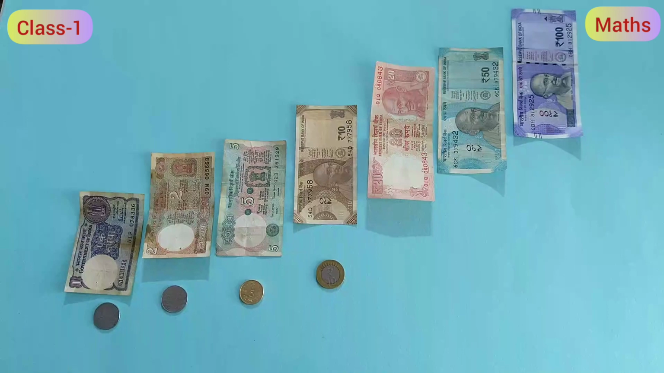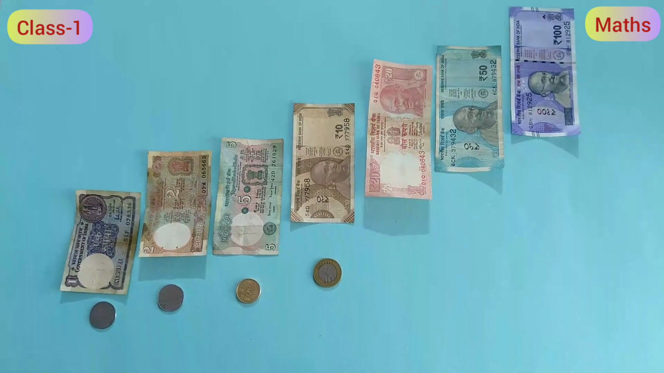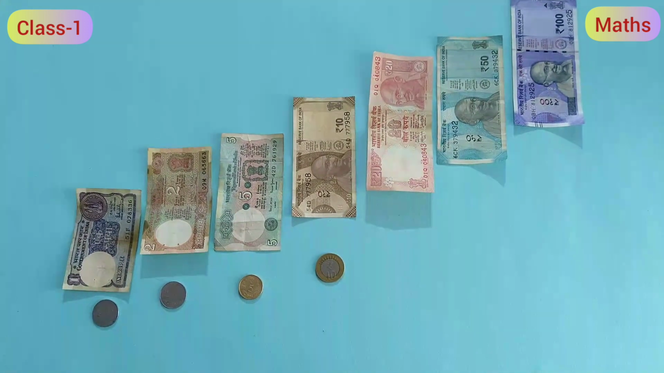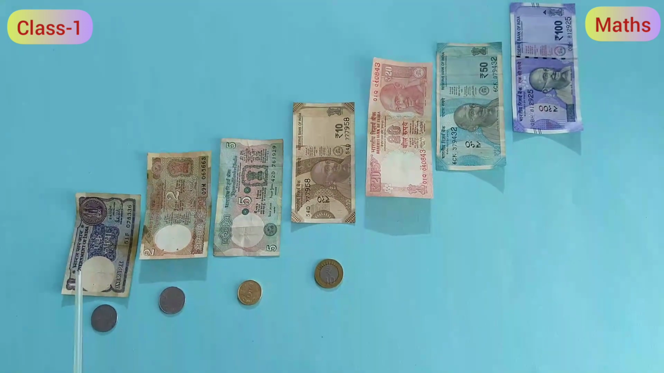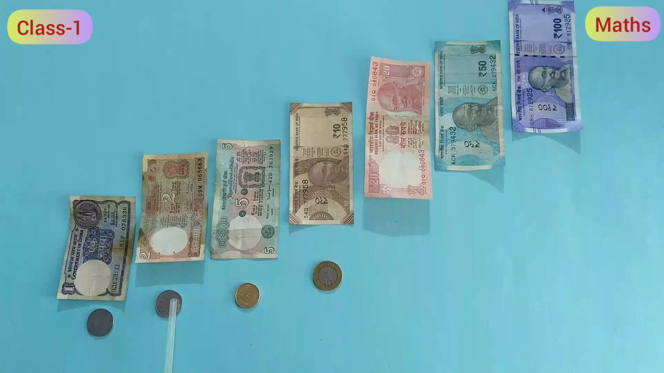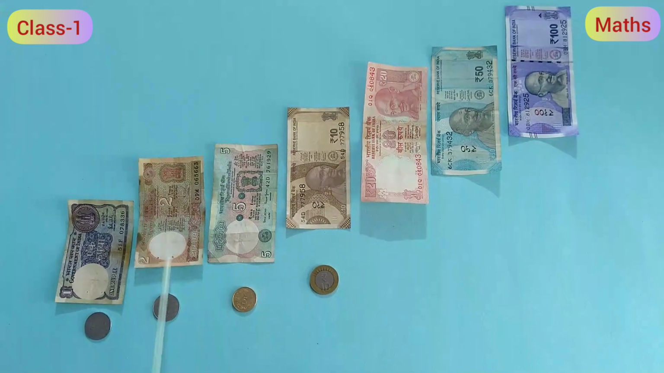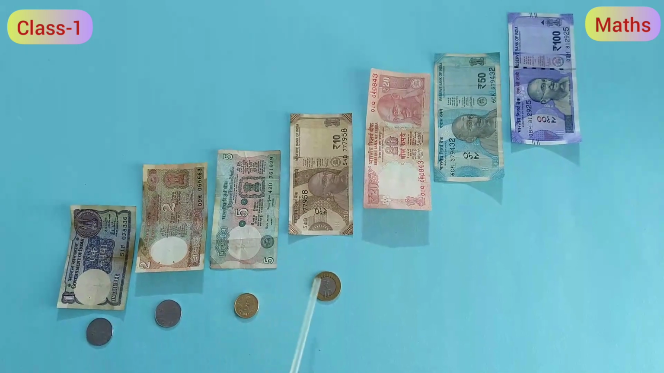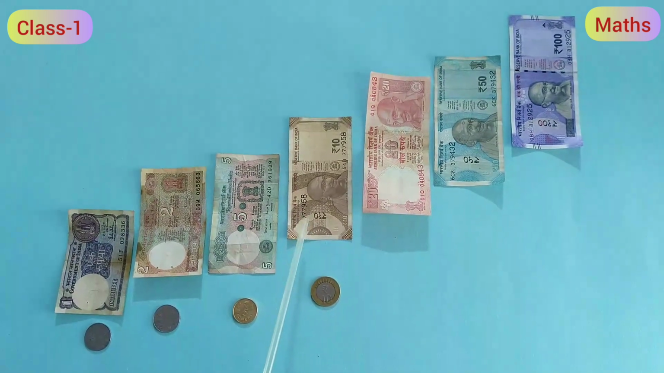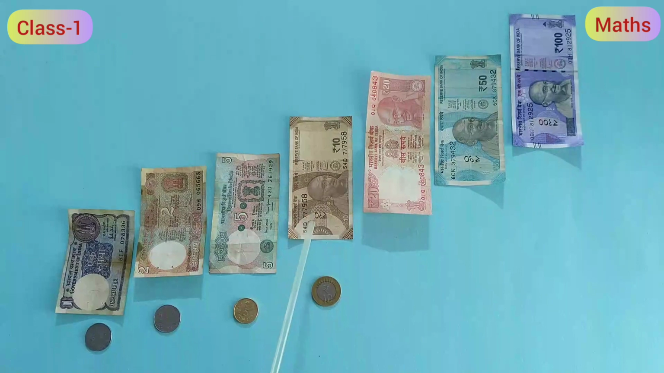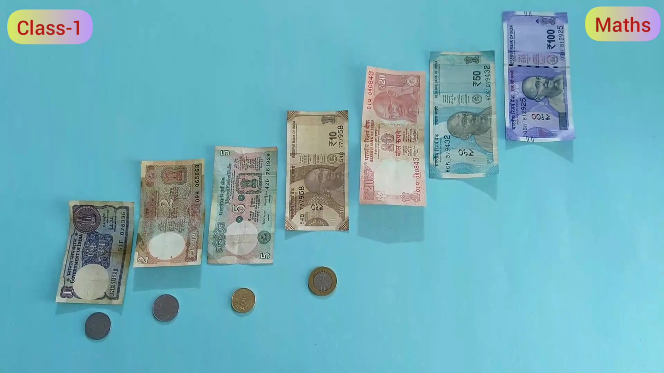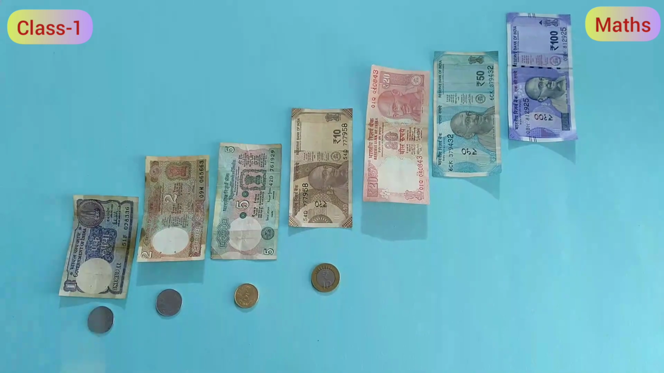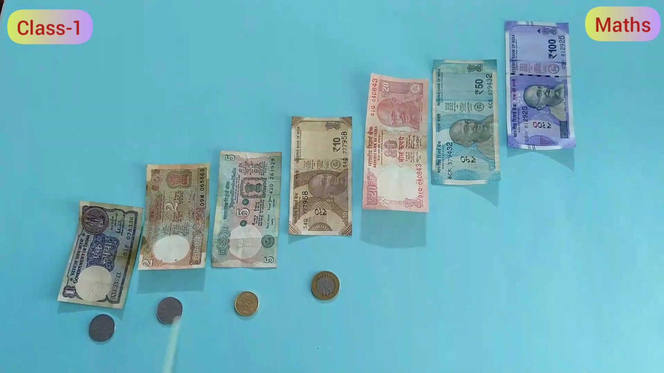So students, we see that we have some coins and notes of the same value. Like we have 1 rupee coin and 1 rupee note, 2 rupee coin and 2 rupee note, 5 rupee coin and 5 rupee note, and similarly 10 rupee coin and 10 rupee note. So these are all Indian currency notes and coins ranging from rupee 1 to rupee 100.